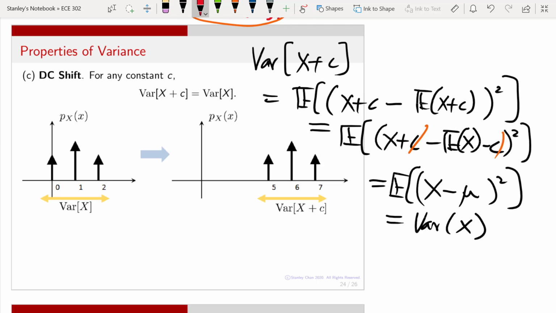The diagram here also illustrates the reason. Suppose the random variable has this probability mass function. Now, if you move the entire probability mass function to the left or to the right, you're just shifting them here and there. The spread of the random variable is not changed. No matter how you move them, the variation will remain unchanged.